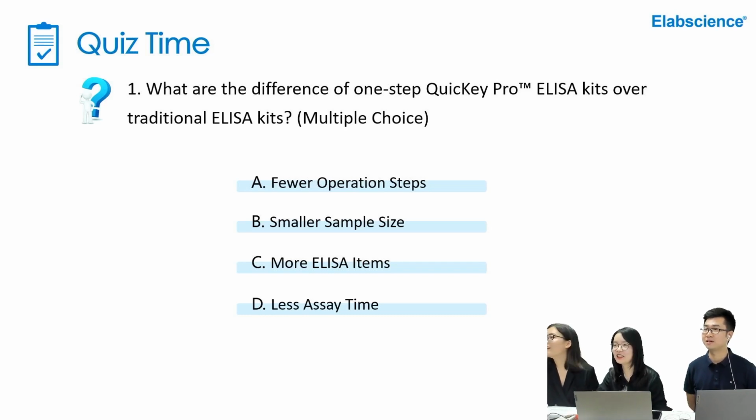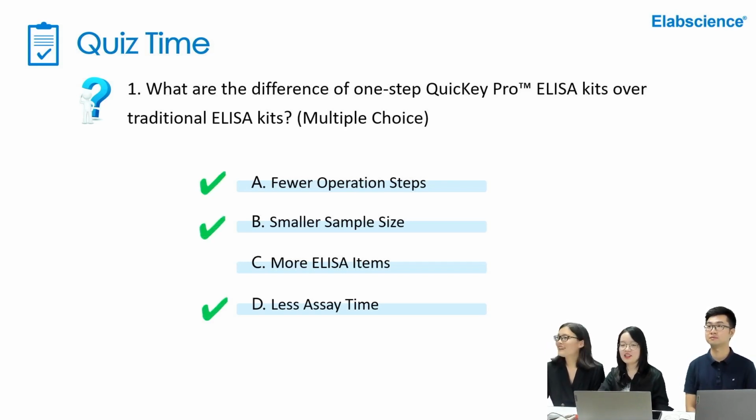Let's see, there are some answers already. Vivian, can you tell us the correct answer? A, B, D are correct. And more ELISA items is the strength of our traditional ELISA kits, and it contains the highest number of items among all of our ELISA kits, and the other strength is our one-step Quickie Pro ELISA kits.